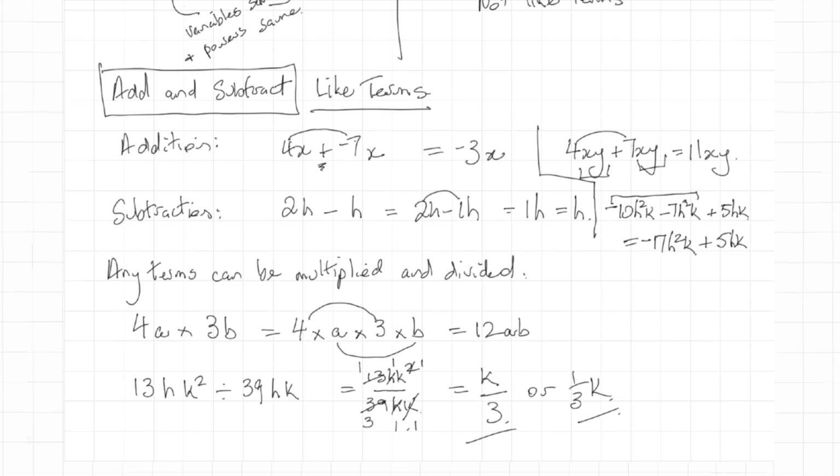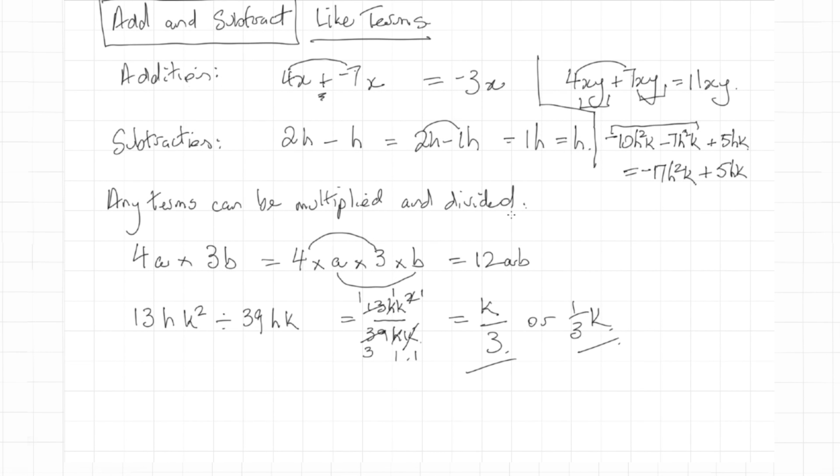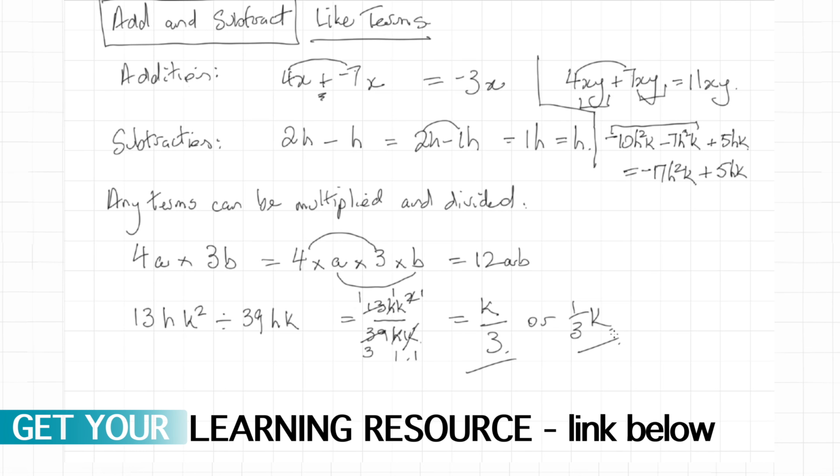So let's go back with like terms. Like terms can be added and subtracted. If they're not like terms, you cannot add and subtract. You've just got to keep them separate. When we think about multiplication and division of terms, they don't have to be like. Here we've got two unlike terms multiplied together. You just multiply the coefficients and multiply the variables. And here we do a division, which we set up as a fraction. We cancel down and we simplify that way.